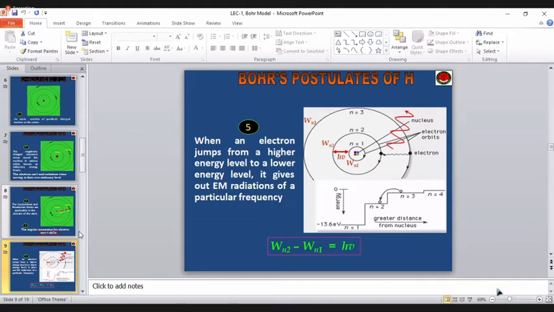These are the 5 postulates. Very simple, but they frequently come in the exam, maybe in the CT or in the midterm. So now I'll show you how we calculate the radius of the orbit.